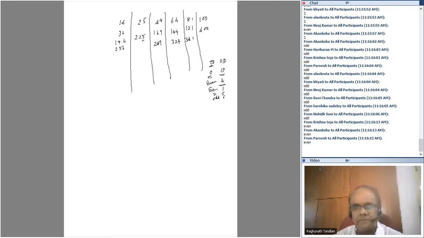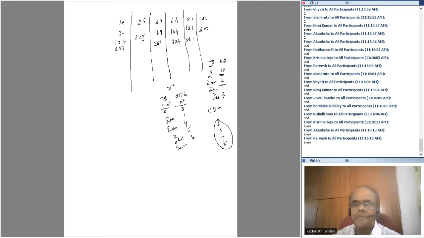In x square, if the unit digit is 0, the tens digit will be 0. If it ends in 1, the tens digit is even. If it ends in 4, even. If it ends in 5, only 2 is possible. Ends in 6, odd. Ends in 9, even. The unit digit in x square cannot be 2, 3, 7, 8.